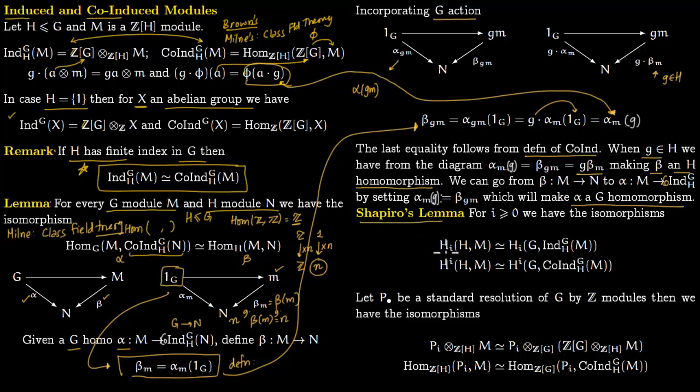Shapiro's lemma says that for the homology and cohomology groups, where H is a subgroup of G, the homology groups you can compute via induced modules, via this tensor product, and the cohomology groups you can compute via co-induced modules. So if you know something about G, you can talk about a smaller subgroup H by just using induced and co-induced modules. Let this be a standard projective resolution of Z by G modules. Then we have this isomorphism, which is just a property of tensor products.